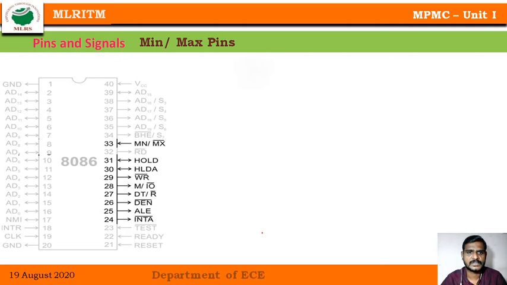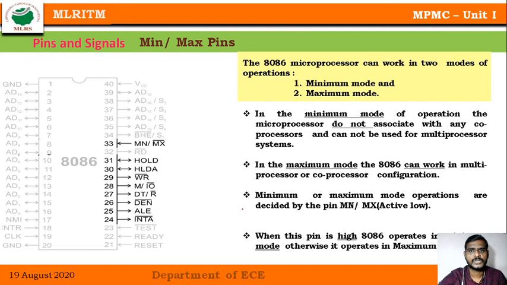Okay, then we'll go for the minimum mode signals. How do we know whether pins 31 to 24 of the 8086 provide minimum mode signals? How does the processor know that? It knows by using the MN/MX bar signal. If this MN/MX bar signal is connected to plus VCC, then it works in the minimum mode configuration. Let's see the minimum mode pins here.